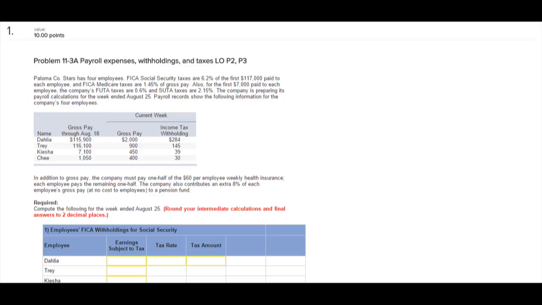I picked a really long problem to demonstrate payroll, and it's one of my least favorite parts of accounting, so I'll be grumping my way through it, she says with a smile. This is problem 3 from chapter 11.